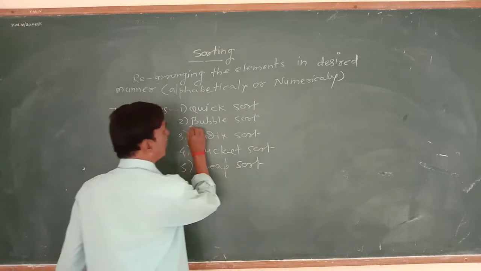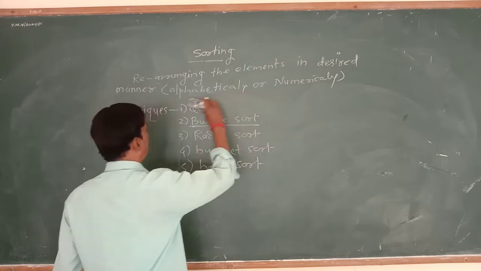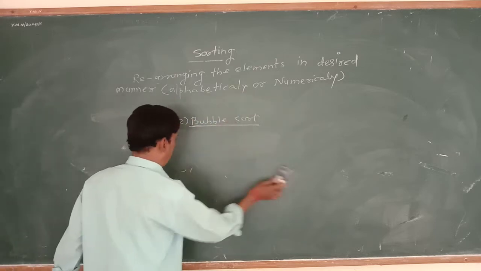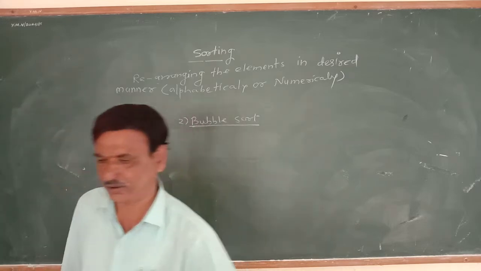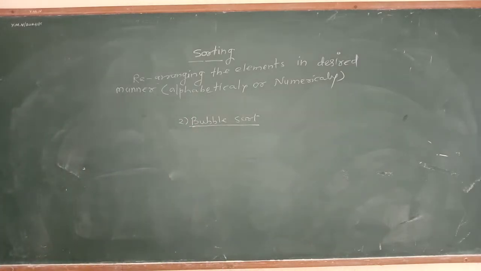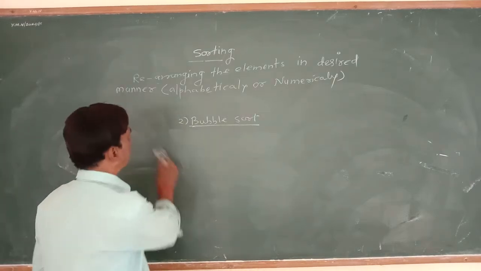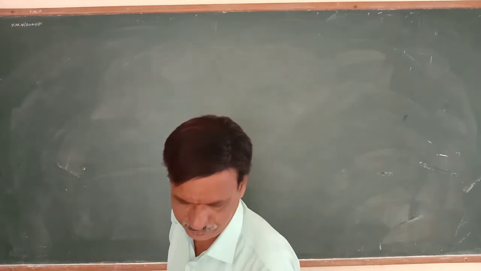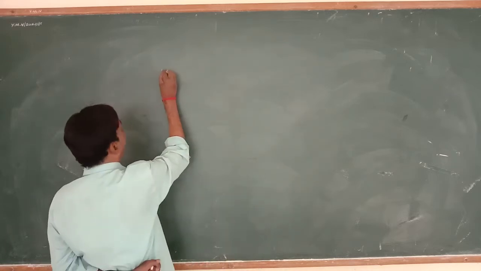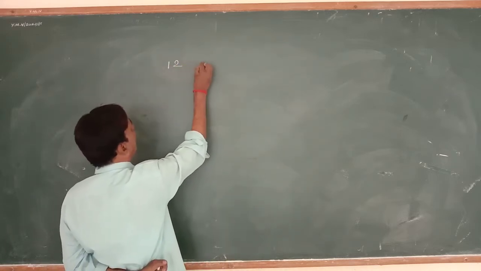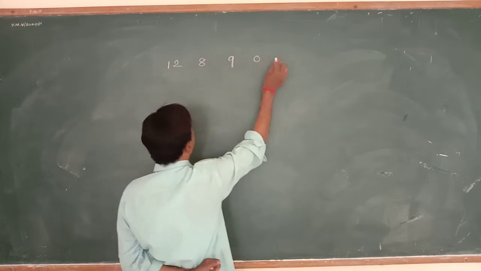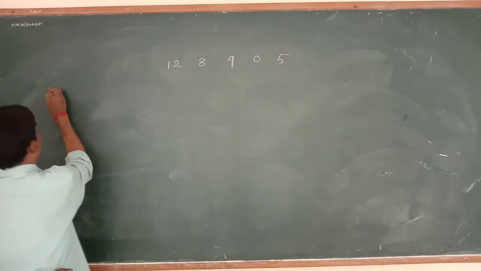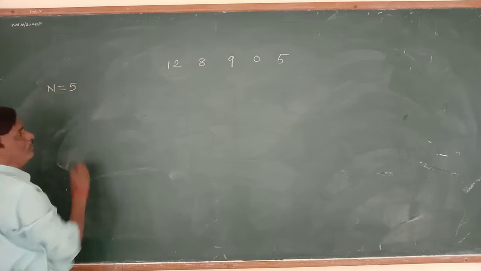But we are having the bubble sort technique to use for sorting. Bubble sort. Now, what is the mechanism of a bubble sort? Mechanism of bubble sort, we have to see. So, how the bubble sort works? There is data 12, 8, 9, 0, 5. So, number of elements are n, that is 5.